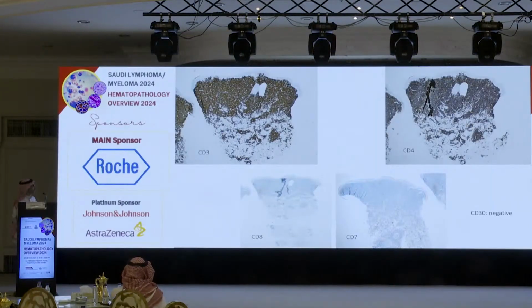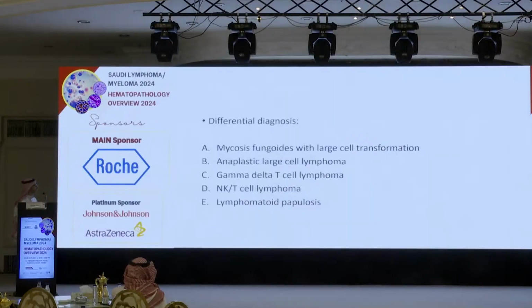And this is the immunophenotype of the infiltrate. So it's CD3 positive, CD4 positive. See the contrast between CD4 and CD8. They are CD8 negative with loss of CD7 expression, and they are CD30 negative. So differential diagnoses include mycosis fungoides with large cell transformation, which is the diagnosis, or anaplastic large cell lymphoma, which is a CD30 positive lymphoproliferative disorder. Then others: gamma delta T-cell lymphoma, NK/T-cell lymphoma, lymphomatoid papulosis. But here the clinical history is helping us more toward the diagnosis of mycosis fungoides with large cell transformation.